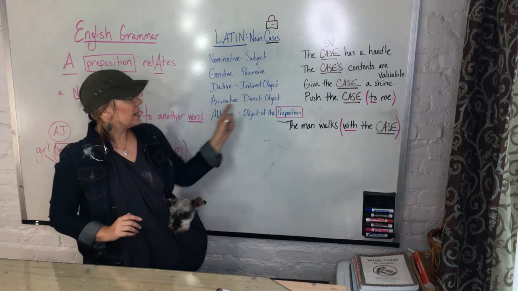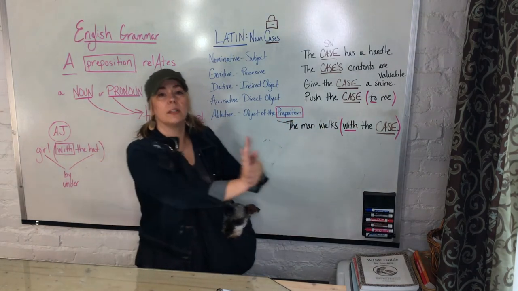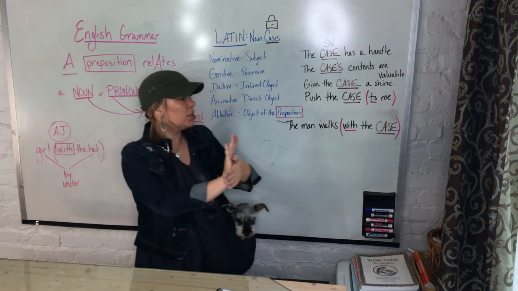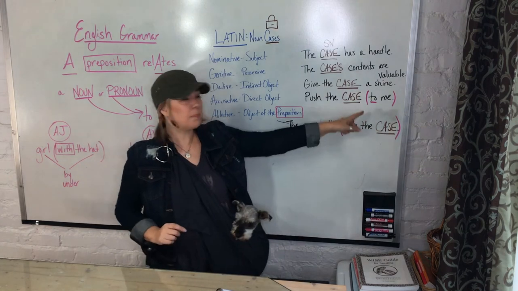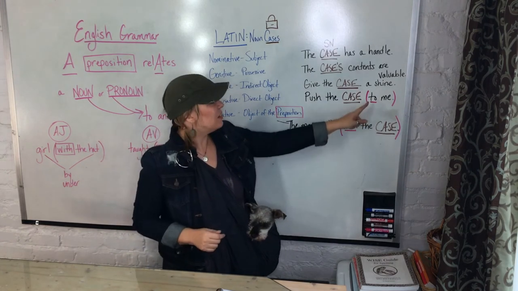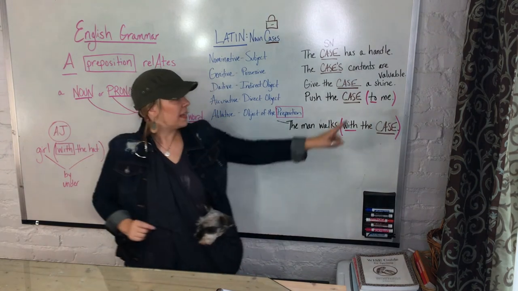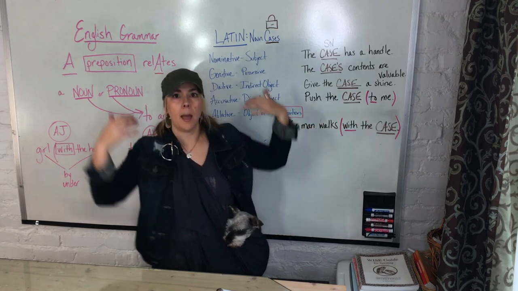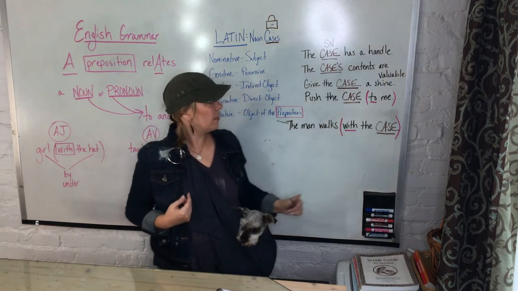And then for the direct object, push the case. Now we're actually using that verb on the case, right? We're pushing it. Push the case to me. And I put the pink around it because that's a prepositional phrase. And to me, guess what the word to is? It's a preposition because it's linking where to push the case. Case is coming to me. We're linking that together, right?